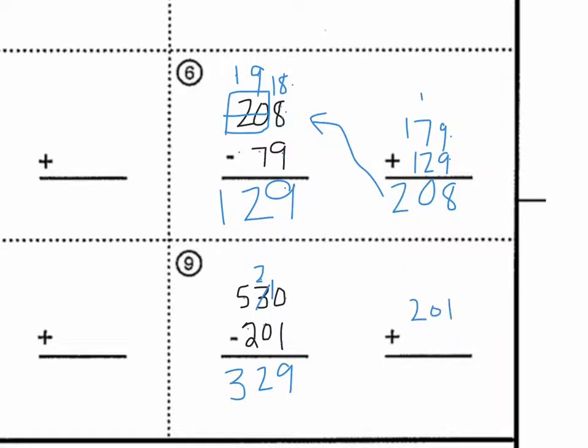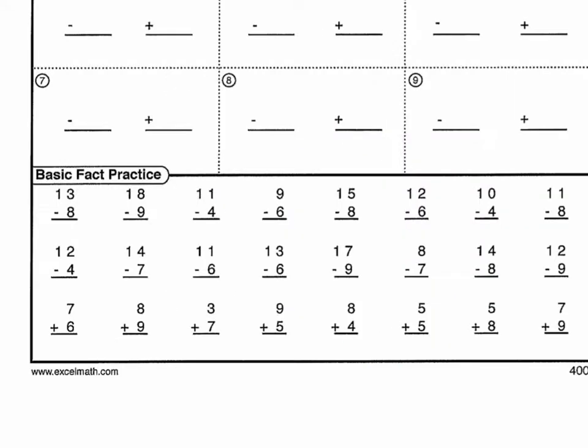201 plus 329. That's 10. That's 3. And that's 5. 530. Woohoo! All right, pause the video. Do all the basic fact practice down here at the bottom. Once you've solved all of those, turn the video back on and see how you did.